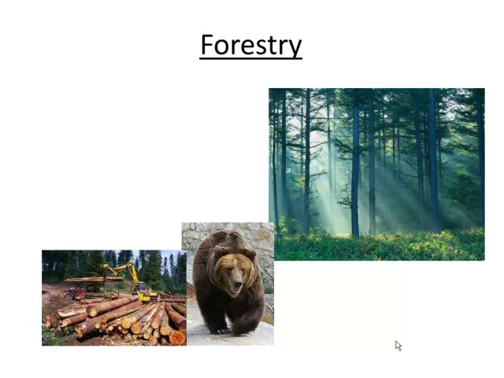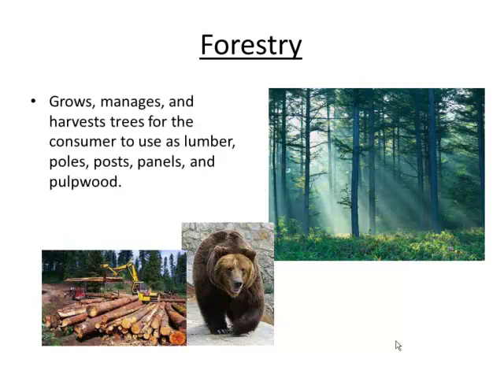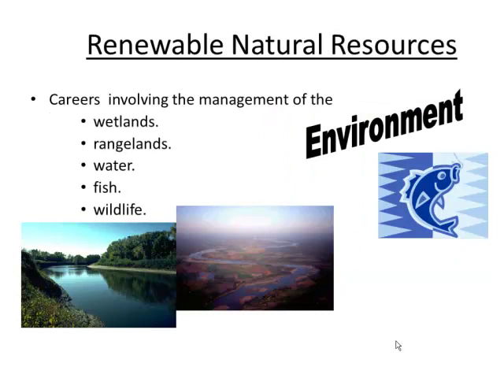And then there's the forestry area that most people think about. We grow, manage, and harvest trees, but understand it's also about wildlife and recreation activities like hiking, camping, hunting, and fishing. Look at renewable natural resources, things like wetlands, rangelands, water, fish, and wildlife. Water has become a very big issue. The quality of water is very important.